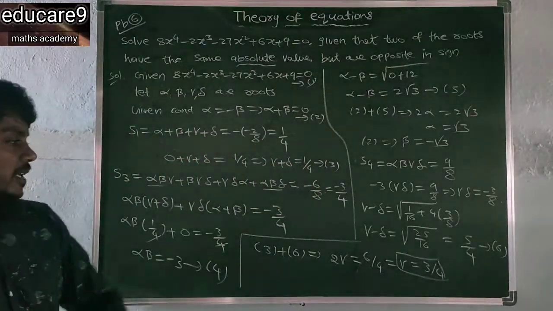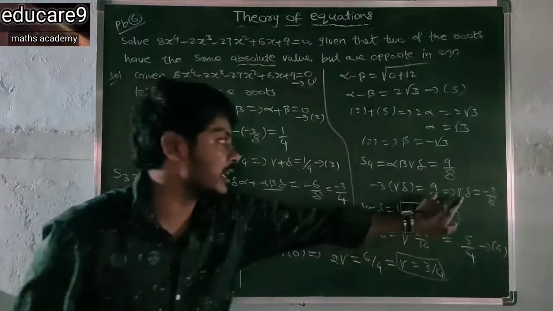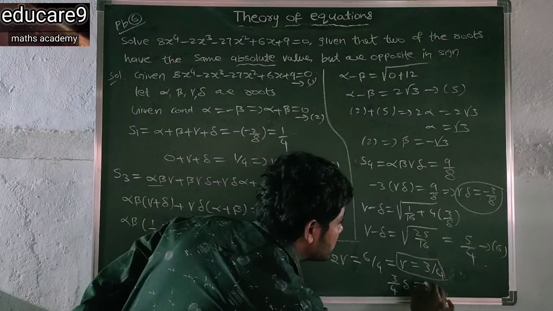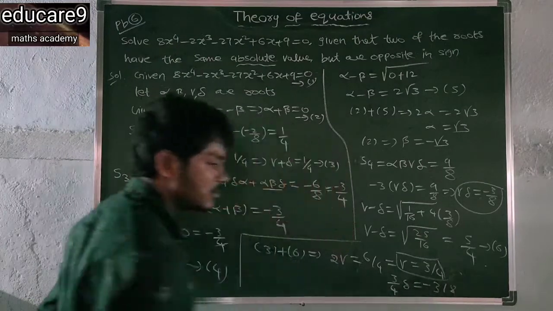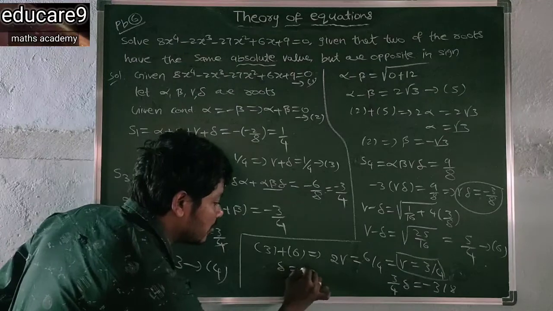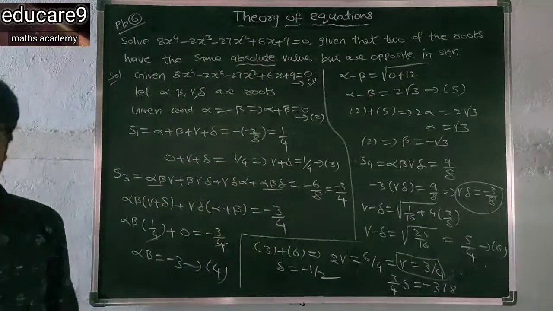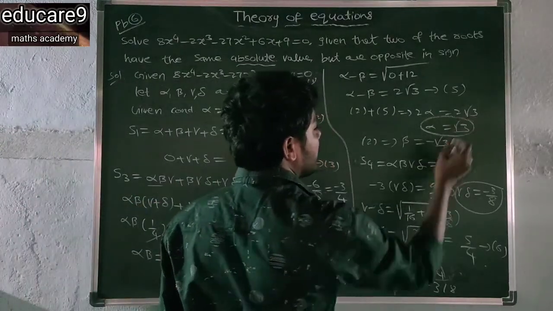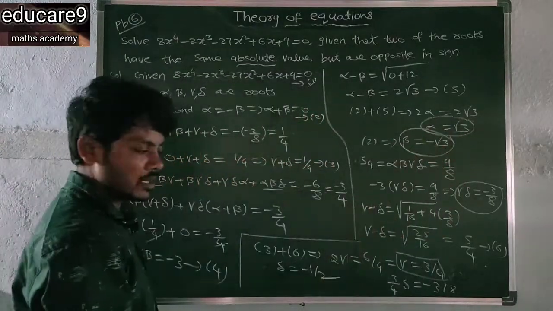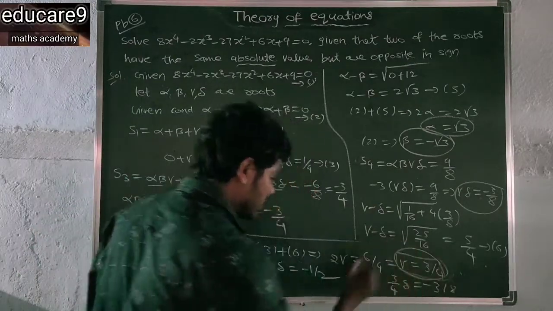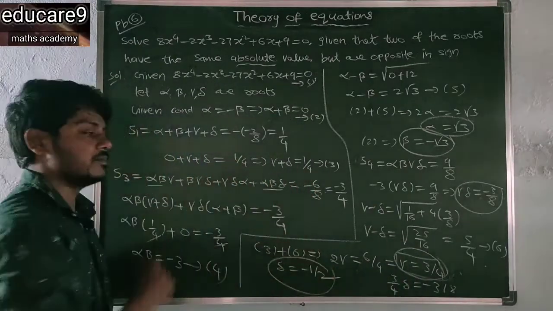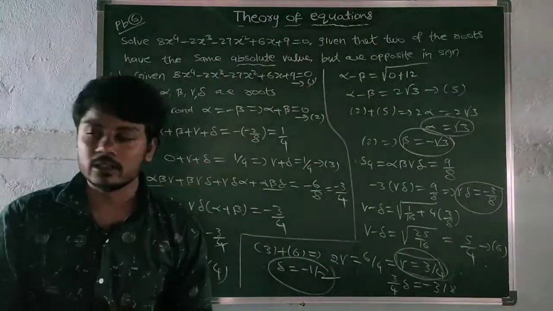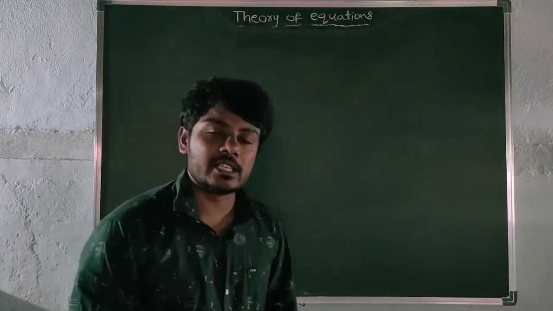Now from this you can find delta value. Substitute here. What is delta? 3/4 into delta is equal to minus 3/8. So therefore delta value is what? Minus 1/2. Okay. Therefore what are the required roots? The roots are root 3, minus root 3, 3/4 and minus 1/2. So these are the required roots of the 4th degree polynomial. For the next session we will discuss more concepts.